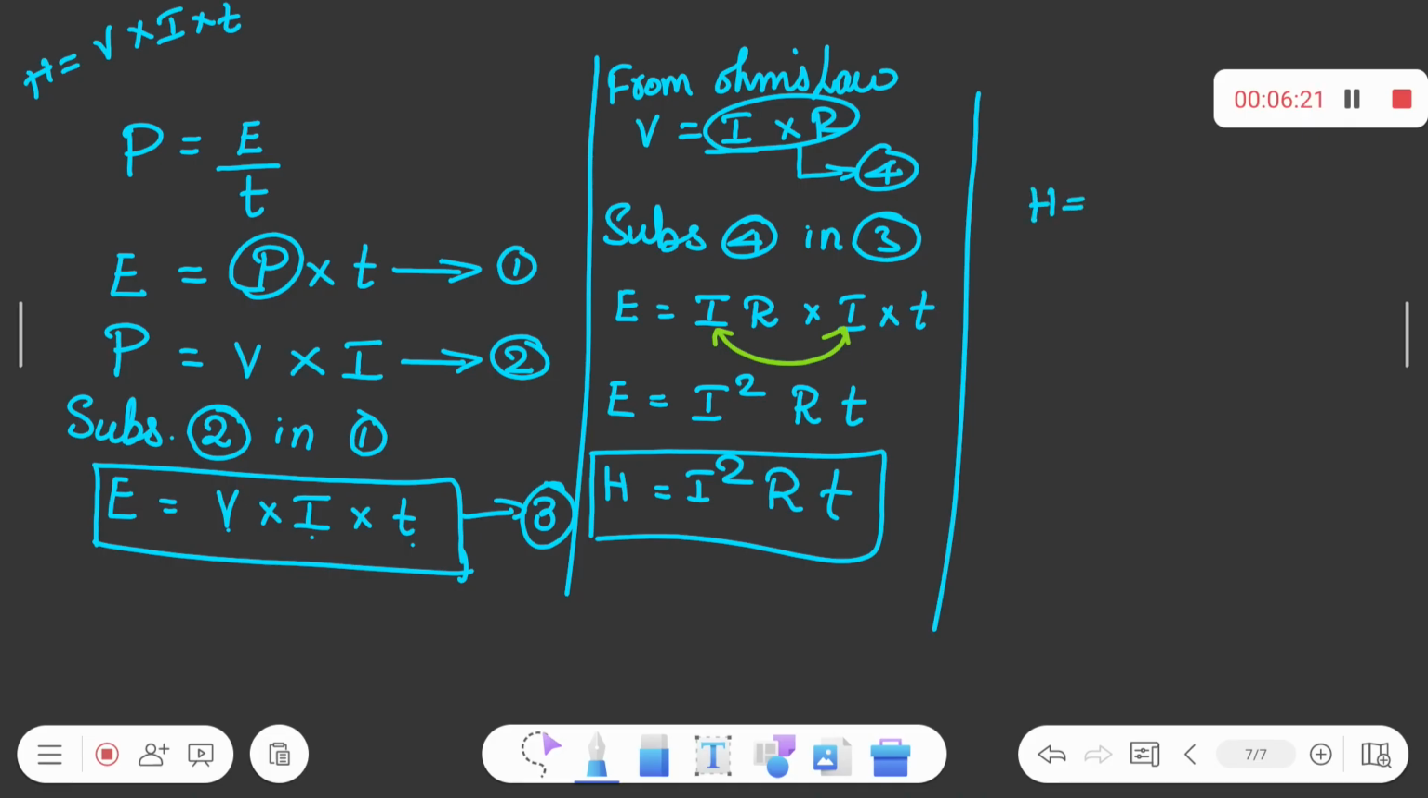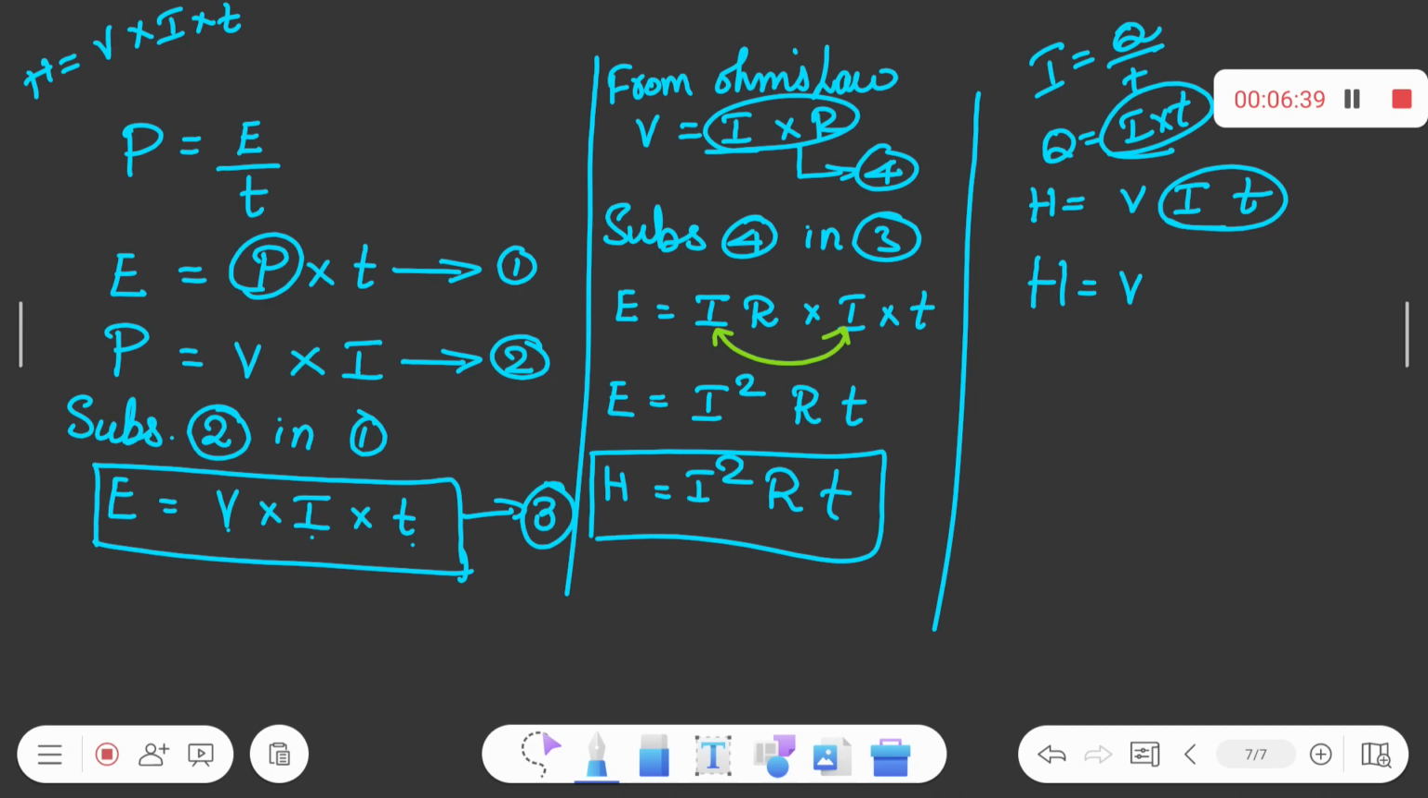H is equal to V I T. This formula we can also rearrange into another format. H is equal to V. We all know I is equal to Q by T. Therefore, Q is equal to I into T. So instead of this I into T, I can write it as Q. So this is one more formula we will use in order to calculate the heat energy when potential difference and charge are given.